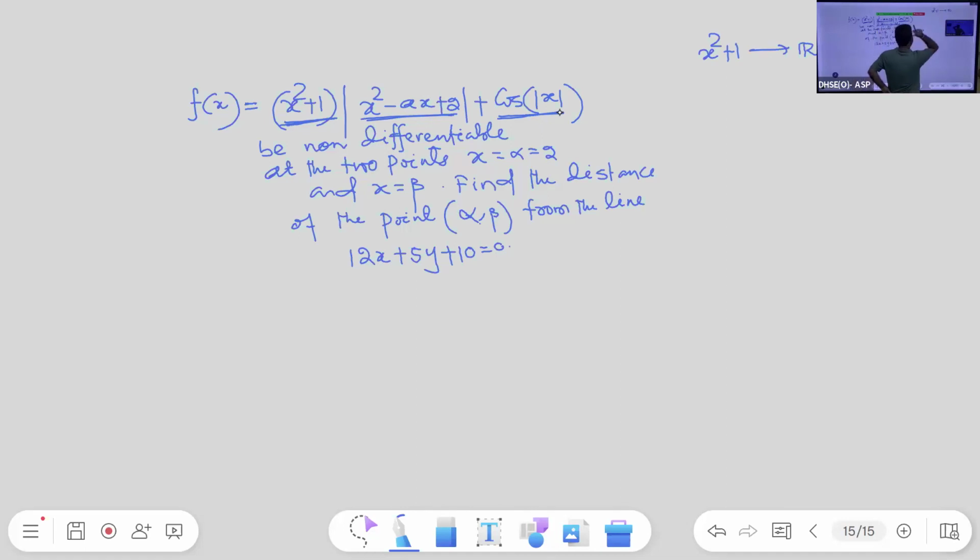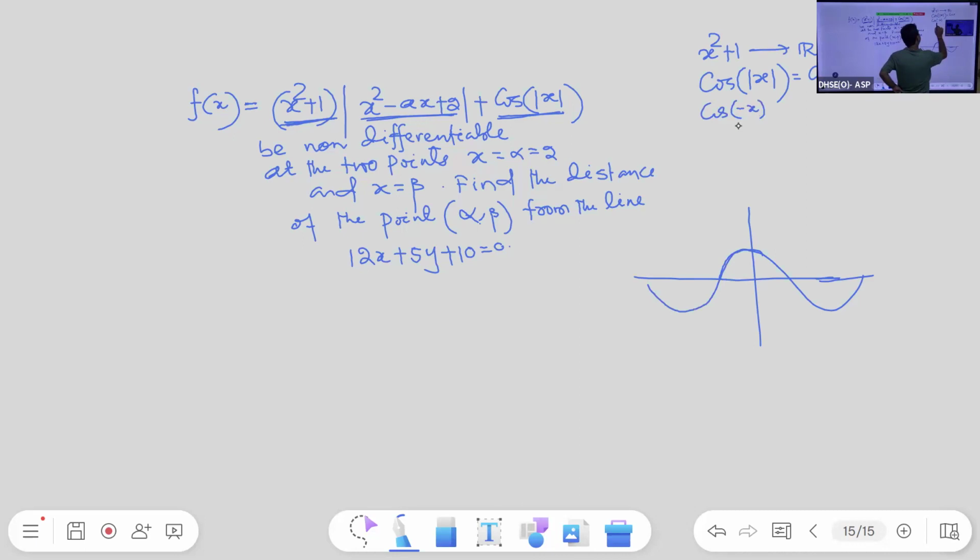The third function is cos of mod x. You know, cos of mod x is equal to cos x. You see the graph of cos of mod x and cos x. This is the graph of cos x, and this is also the graph of cos of mod x, because cos of minus x is equal to cos x. Right? So the third function, cos of mod x, is differentiable on R. The first function is differentiable on R. Okay.